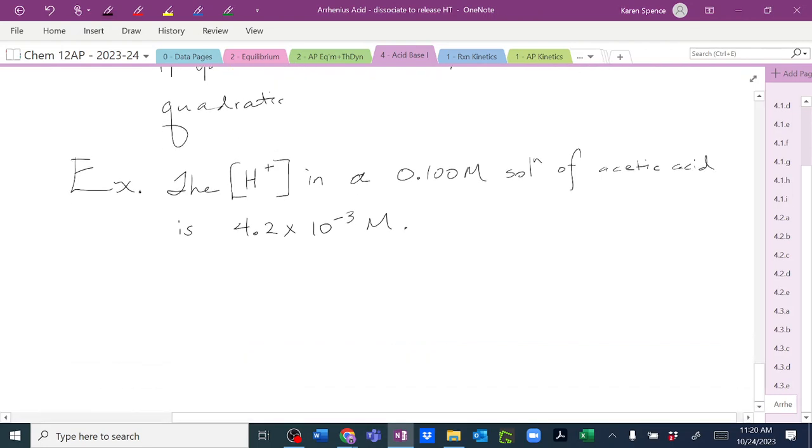So now, what is it? Not of acetic acid, of an unknown acid. It is 4.2 times 10 to the minus 3. This is why I was thinking I'm going to have problems, because I can't make it equal. Of an unknown acid. It's not acetic acid, it is an unknown acid. And we want to find its Ka value. What is its Ka?